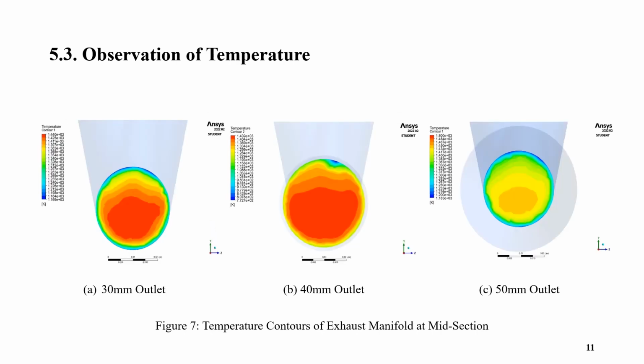From figure 7, we see the temperature profiles of all the outlet sections of the exhaust manifold at the mid section. It has been found that the temperature distribution at the outlet section of 30 mm has the highest temperature profile, higher than the 40 mm outlet section. The temperature distribution at the outlet section of 50 mm has the minimum value, as seen from the figure. Therefore, with the increase of outlet diameter, the temperature gets reduced at the outlet section.